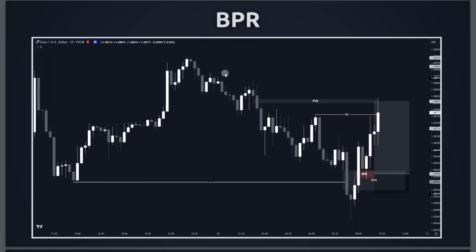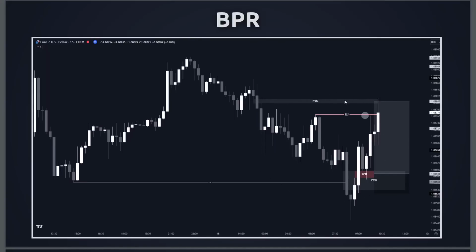And this type of entry has a higher win rate. So in this example, price is back into the balanced price range, and you can enter from the 50% of the balanced price range, or at the beginning of the balanced price range. And you see, after that price goes up, takes this liquidity level, which you could exit at, or this fair value gap right here, where price reaches the 50% of the fair value gap.